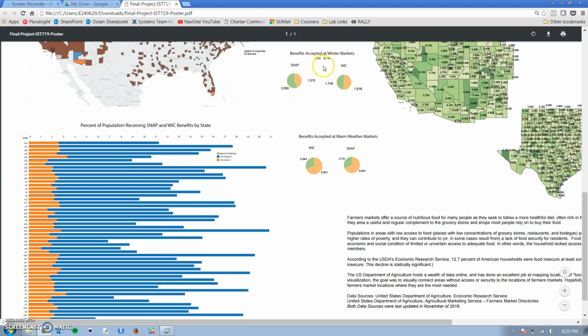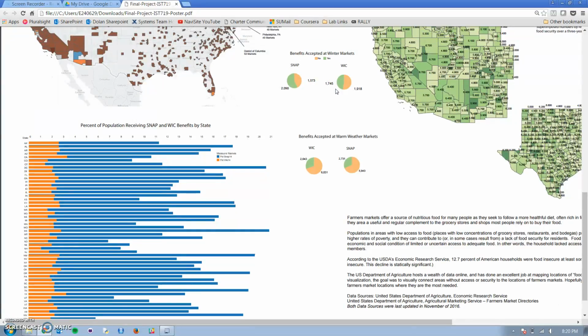I'm sorry, this is winter. At winter farmers markets, they're half and half, but then in the warm weather, the no portion goes up quite a bit. So that tells me that farmers markets are at least, they're looked upon as a staple sometimes for some people who need the additional help during the winter. So I found that very interesting.